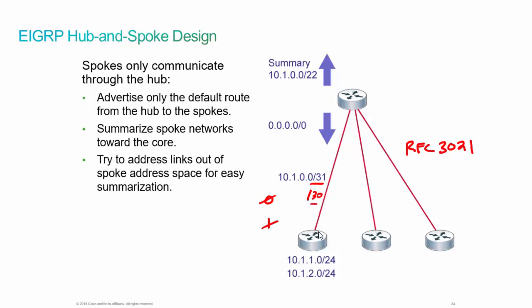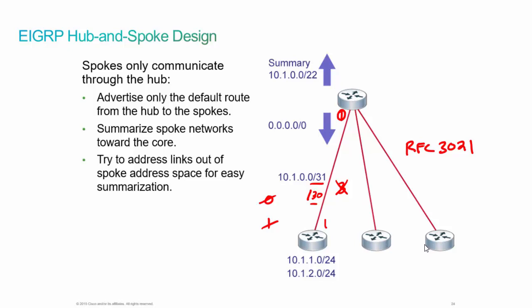So if this was 10.1.0.0, .0 would be wasted. I could put .1 here, .2 here, and then .3 would be another wasted address. So I've wasted 2 addresses there. By using a /31, it simply means that I can use the 0 and the 1 address space here, and I'm not wasting any address space.